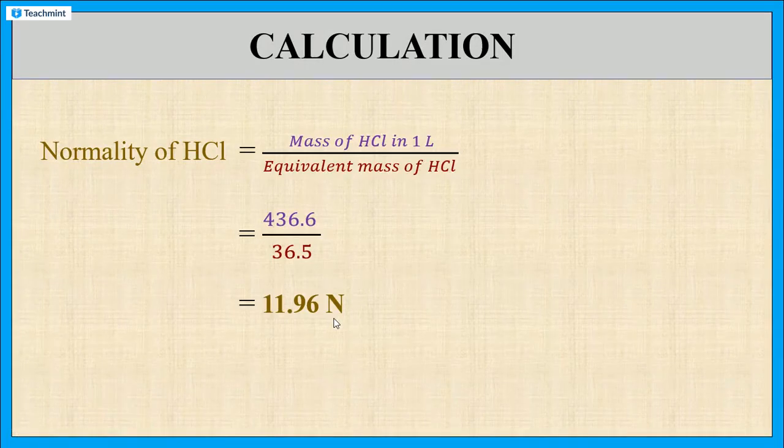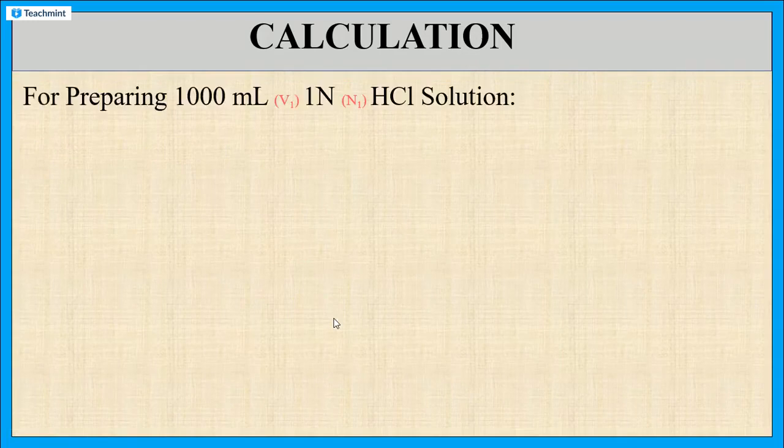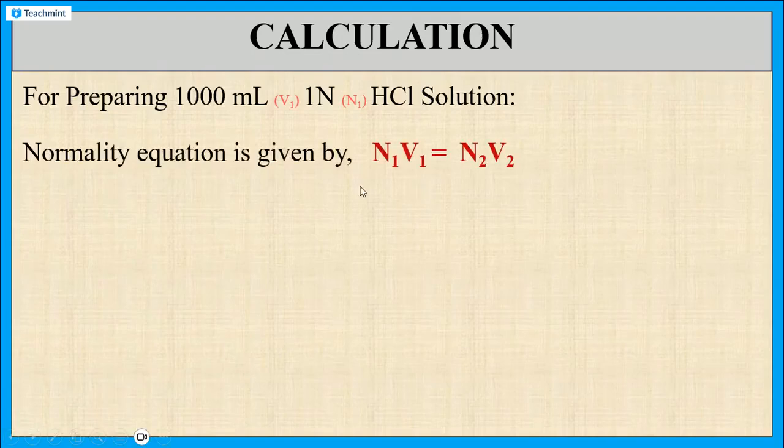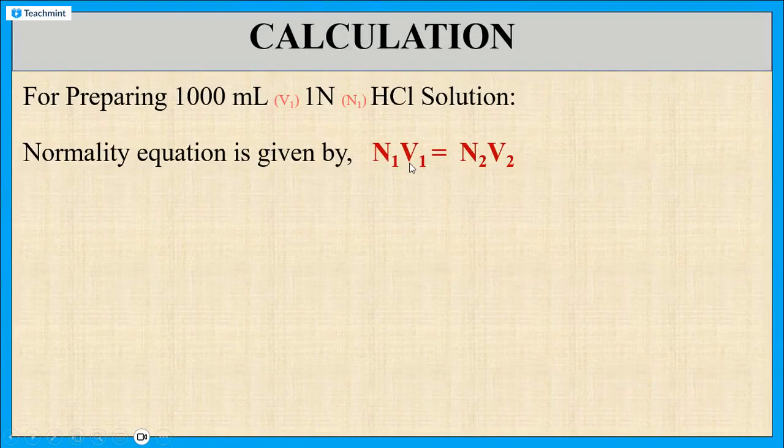Now, use the normality equation to determine how much volume of HCl is required to prepare 1000 ml of one normal HCl. And the normality equation is given by N1V1 is equal to N2V2, where N1 is the required normality. Here we want one normal HCl, so the value of N1 is 1. V1 is the required volume. Here we want to prepare 1000 ml of one normal HCl solution. Therefore, the value of V1 is 1000 ml.